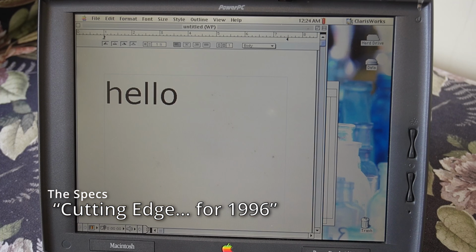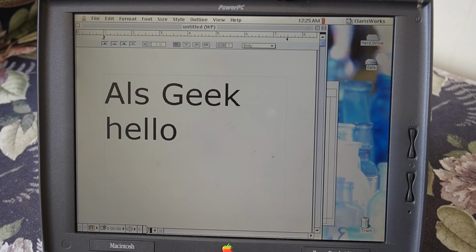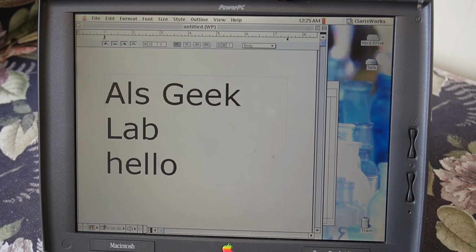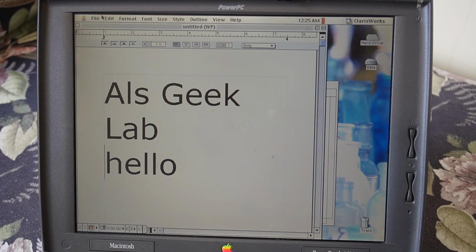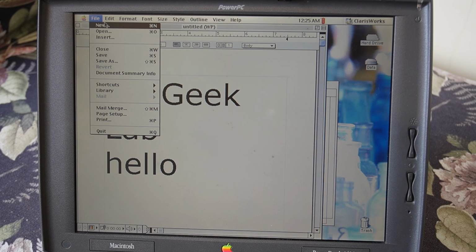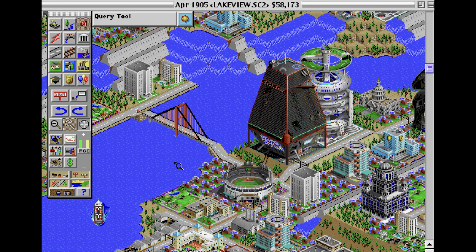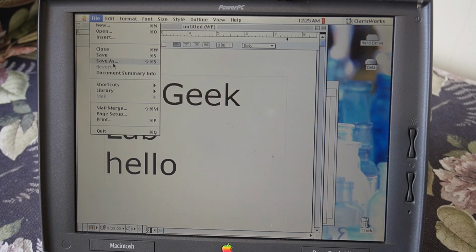Anyway, the 1400C was a mid-range business laptop, meaning that it was designed for serious people doing serious things, like writing documents in ClarisWorks, or playing SimCity 2000, instead of actually working.